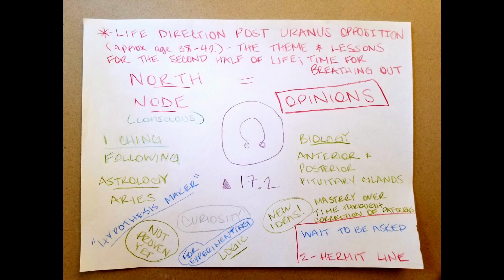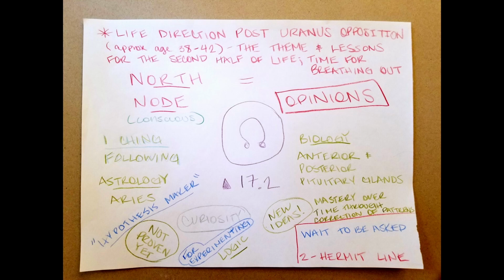Gate 17.2. You can see I have a lot of hermit gates, which contributes to my experience of needing to hermit to figure out my genius before I'm ready to share it with the collective. And that's definitely true for me. So for the I Ching, it's following. For astrology, it's Aries. The biology is the anterior and posterior pituitary glands.